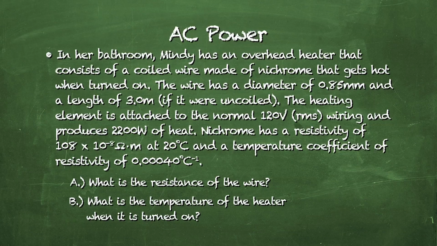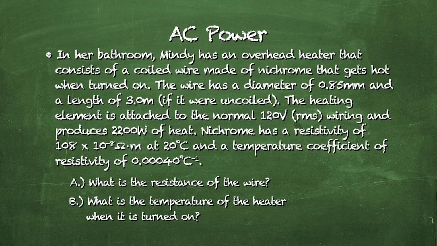Nichrome has a resistivity of 108 times 10 to the minus 8 ohm meters at 20 degrees Celsius and a temperature coefficient of resistivity of 0.0004 inverse degrees Celsius. So the first question is, what is the resistance of the wire? And once we do that, there's a second question, and that is, what is the temperature of the heater when it is turned on?